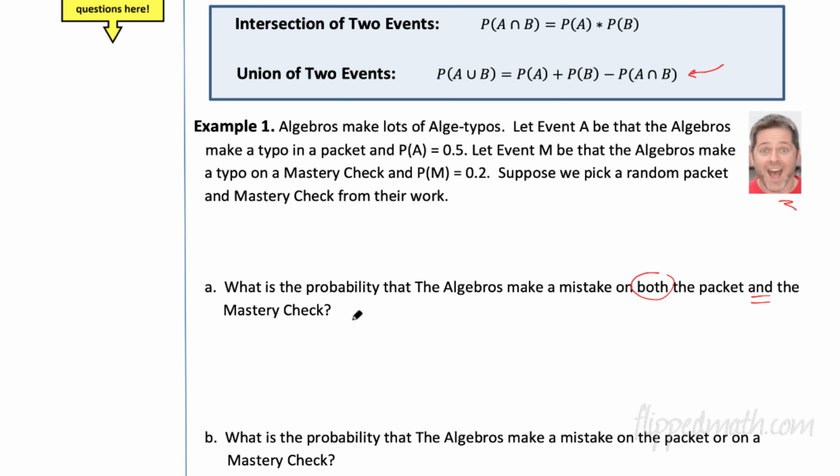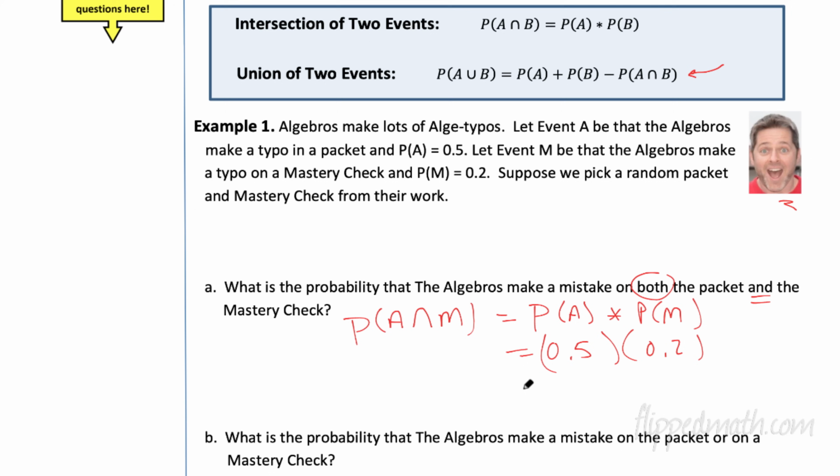So what we want to find here is the probability of the packet and the mastery check. And according to our formula up here, that would be the probability of A times the probability of M, right? They gave us the probability of A is 0.5 and the probability of M is 0.2. So you work all that out, what are you going to get? 20% of 0.5. What's 20% of 0.5? 0.1. Boom. So that's the probability of A and M.